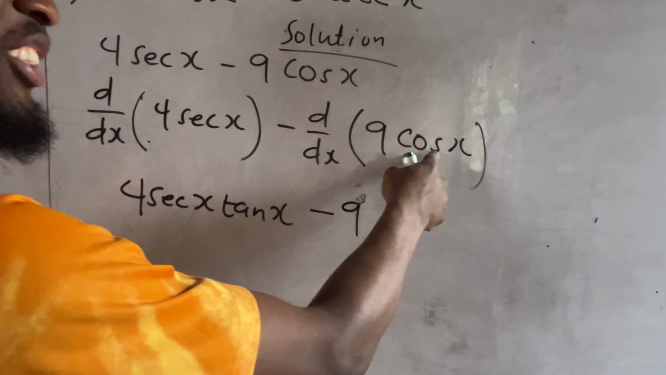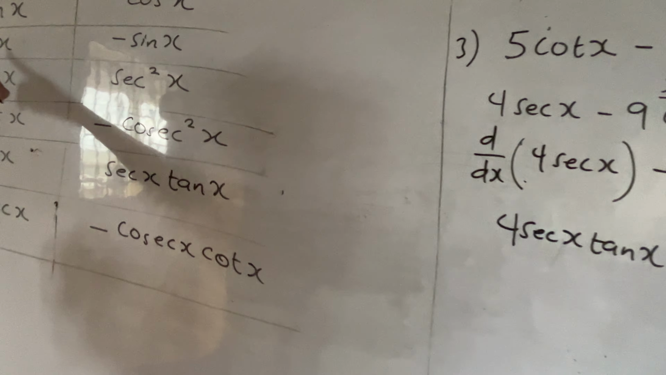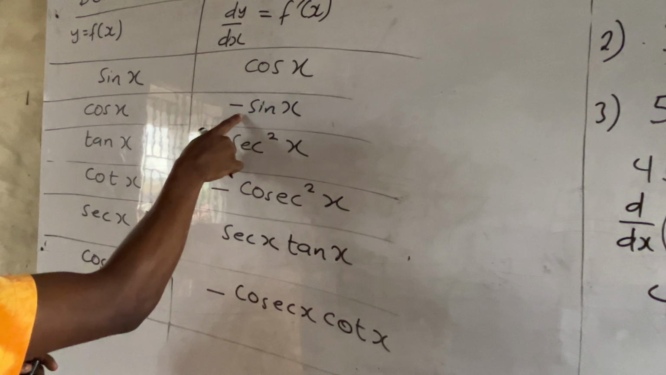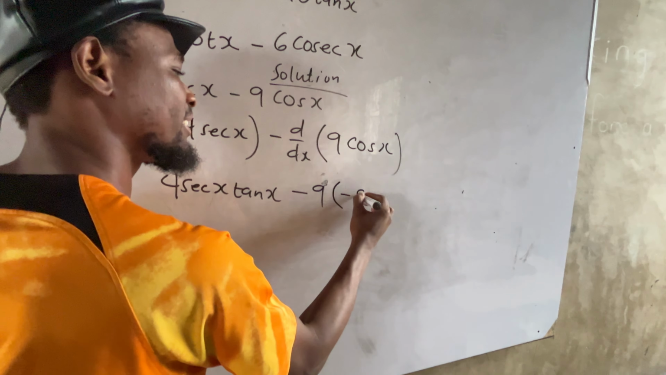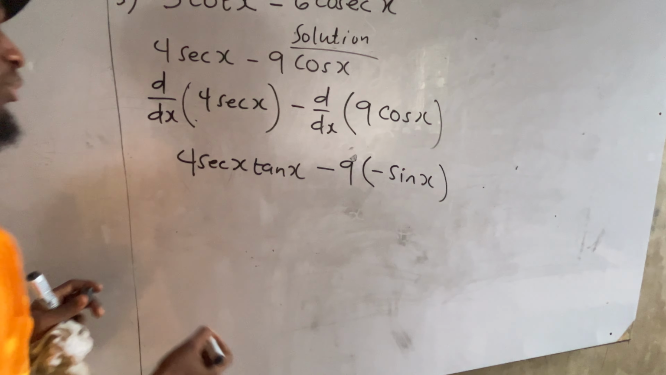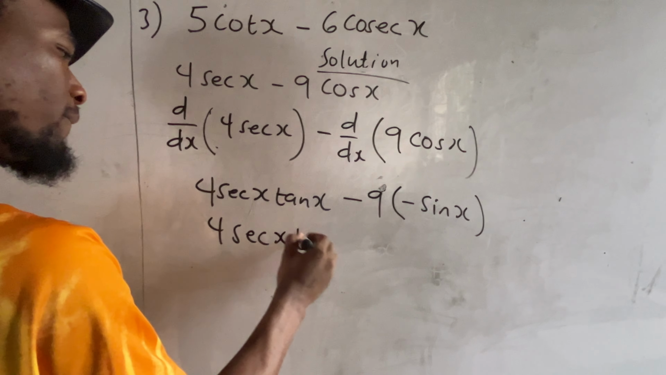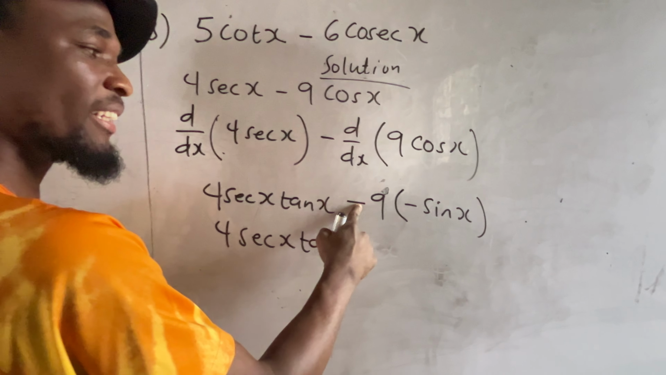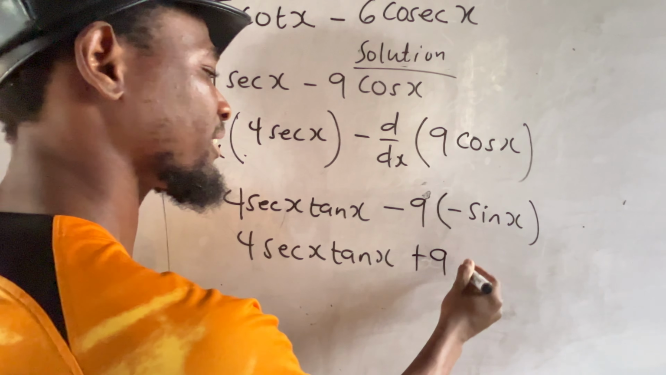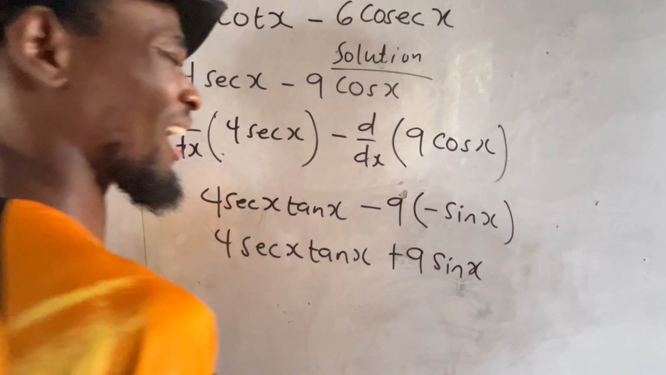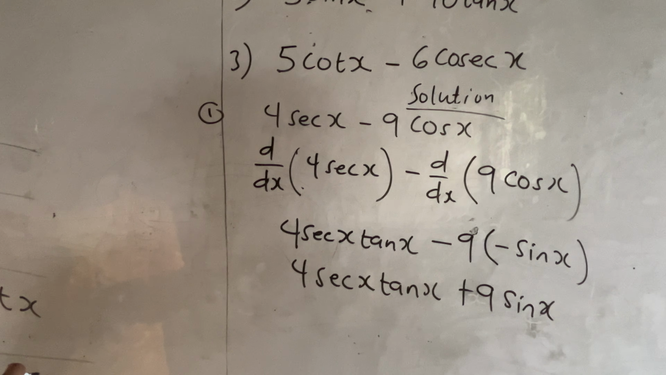Now when you differentiate cos x, what are we getting? We are getting negative sin x. So therefore, we have 4 sec x tan x, then negative and negative, when they are multiplied, you have positive. Now I have 9 sin x. As simple as that. So this is the solution to the first question.